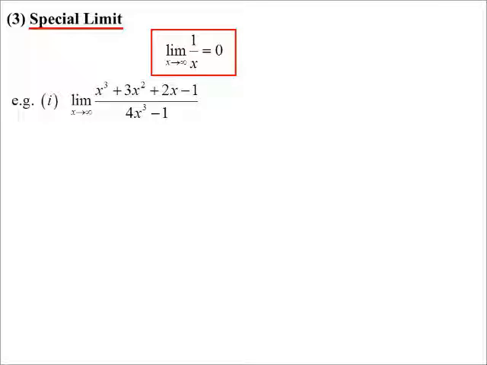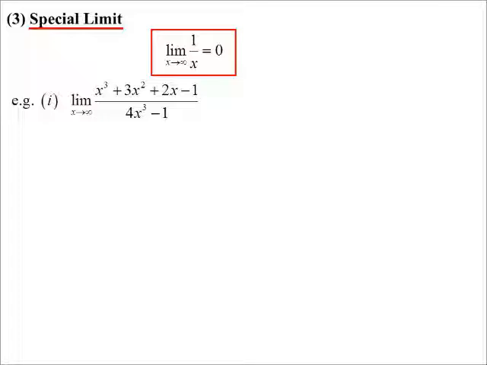Now, to attempt to substitute infinity in would be crazy, because think about it, I'm going to sub in this huge number, bigger than any number that you can think of, and I'm going to cube it. So that's really big. And then I'm going to add 3 times its square, even bigger again. Plus 2 times this really big number. I'm talking something huge here. And then I'm going to subtract 1.